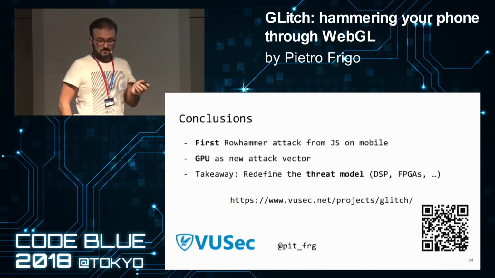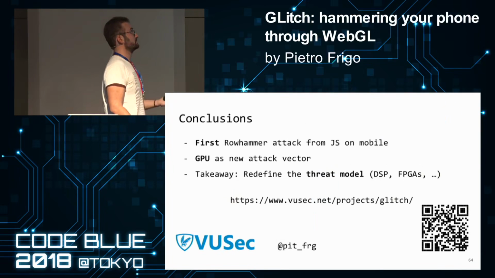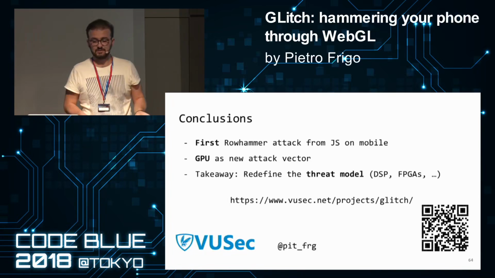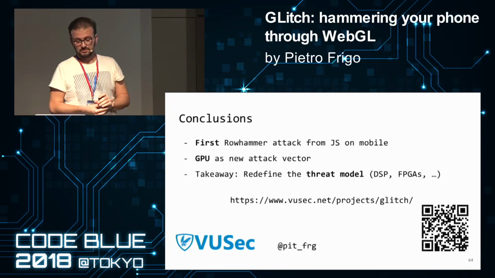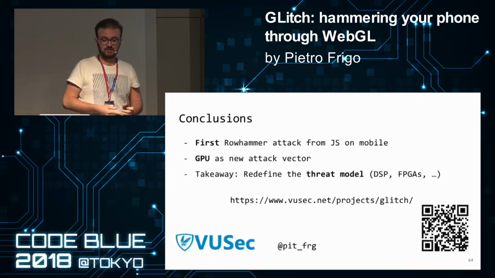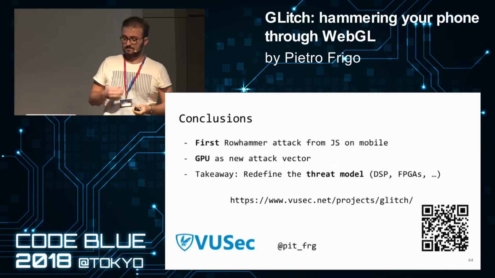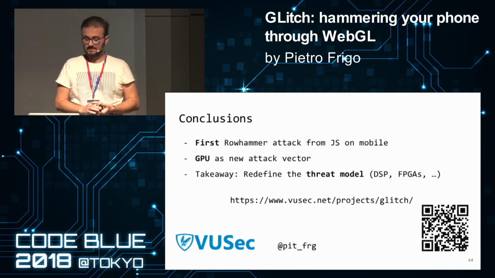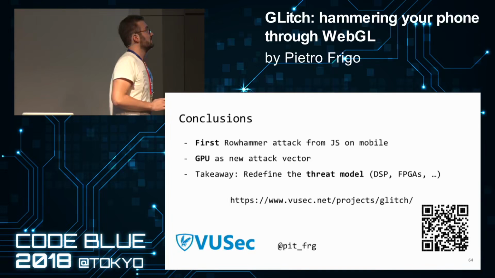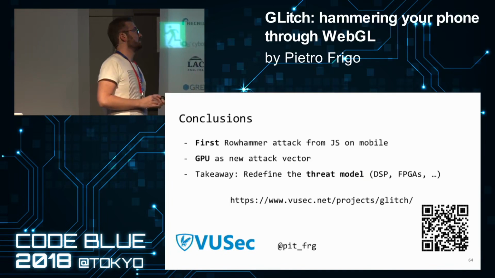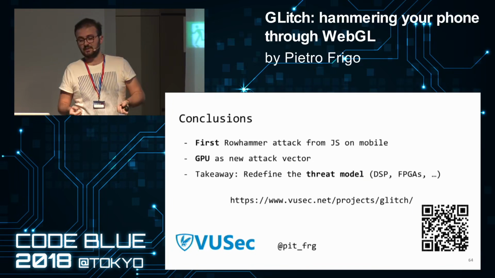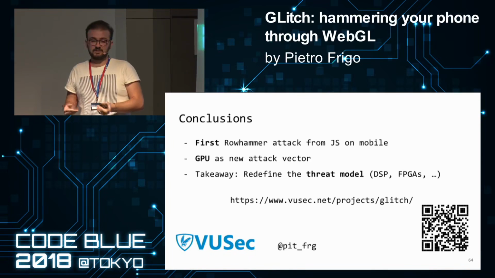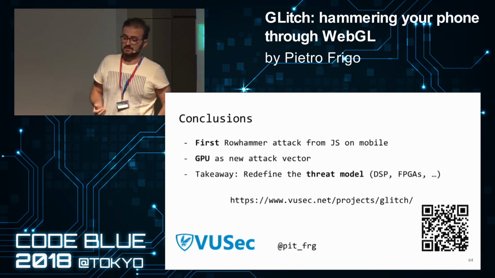In conclusion, we showed that this was the first Rowhammer exploit from JavaScript on mobile. And we showed that this was possible thanks to the GPU. So the GPU is the actual tool that provides us with the primitive that allows us to build this attack. And the takeaway message of this research is that we actually need to completely redefine the threat model. So far, everybody just looks at the CPU. And of course, it's important to look at the CPU, but that's not it.